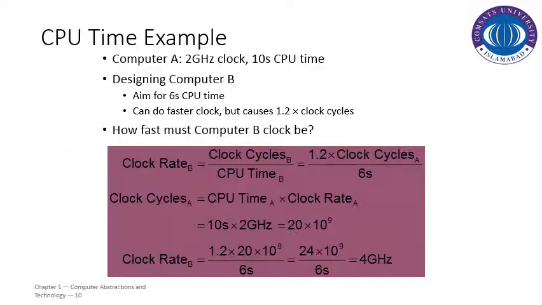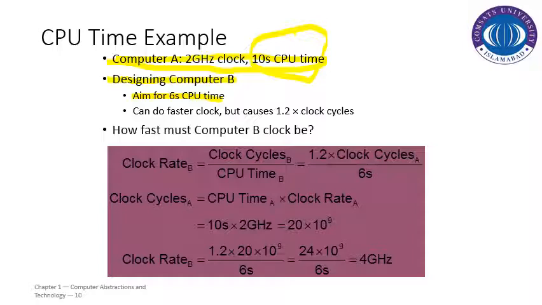Now, considering the CPU time example to compare systems, consider the following parameters. We have a computer A that has a 2 GHz clock and 10 seconds CPU time, and a designer wants to implement or construct computer B that will run the same program, which is taking 10 seconds here on computer A, in 6 seconds. So we want to implement a computer that will execute the same program in 6 seconds rather than in 10 seconds.